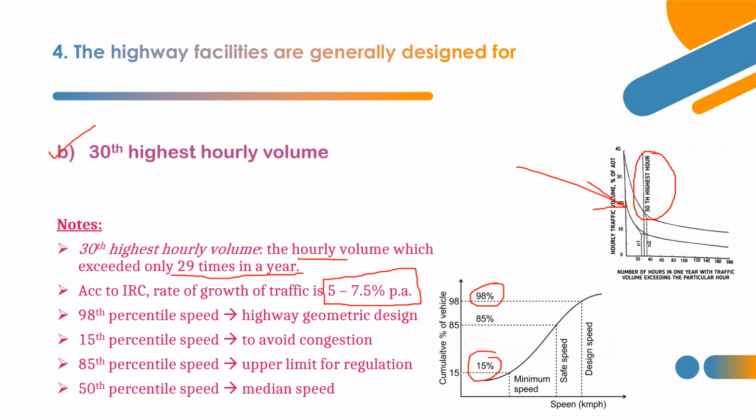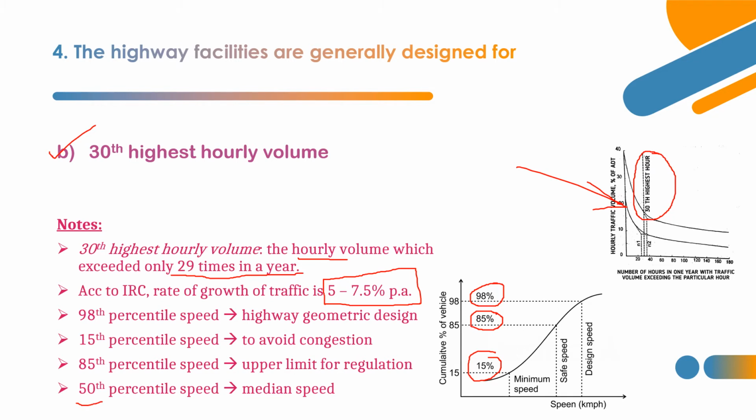For example, if you take pulling rickshaws and pulling carts, they will have very low speed. That will be avoided by using the 15th percentile speed. So to avoid congestion in a highway stretch, the 15th percentile speed is the minimum speed that has to be followed, and the 85th is the maximum upper limit speed for regulation. To control accidents or something else, there will be some upper limit for regulation. That is nothing but the 85th percentile speed.